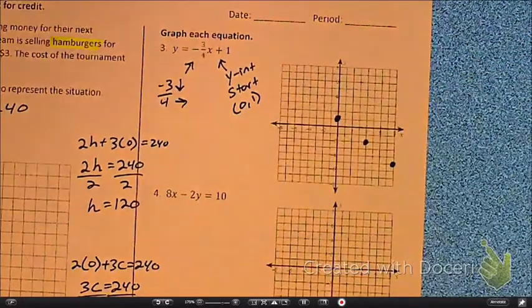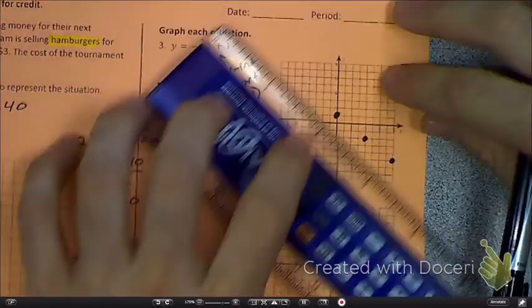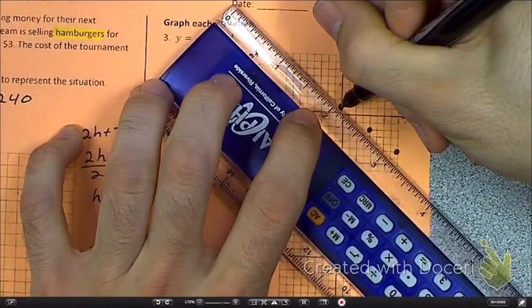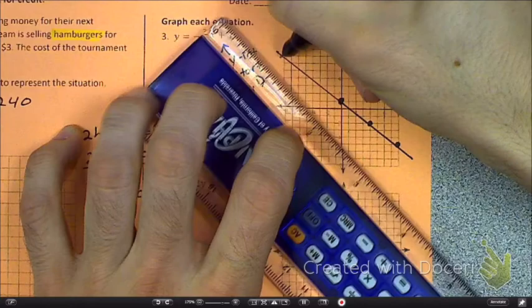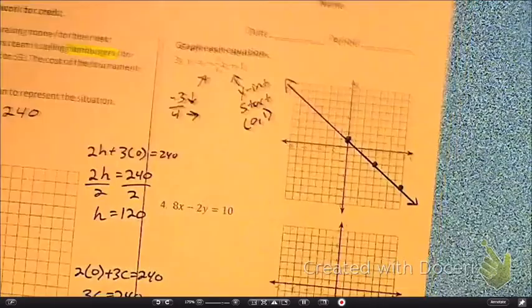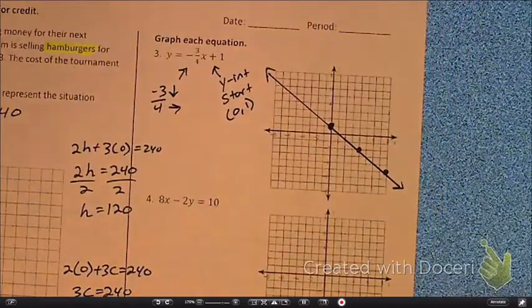I will connect it. I'll tell you right now, if on the test I only see one dot and then a line, it's wrong. Why? Because that means you didn't use your slope to find the next point. You just guessed.